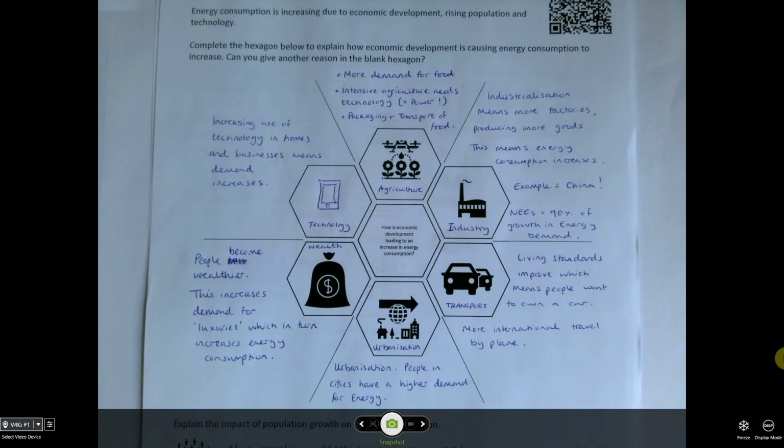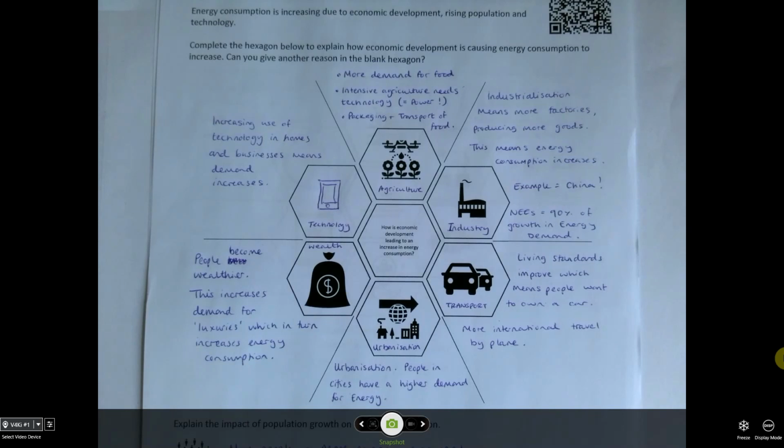As living standards improve, as countries get richer and more developed, people want to own a car. Some families want to own more than one car. And all of that adds to the increasing demand for energy, particularly oil fuels like diesel and petrol.